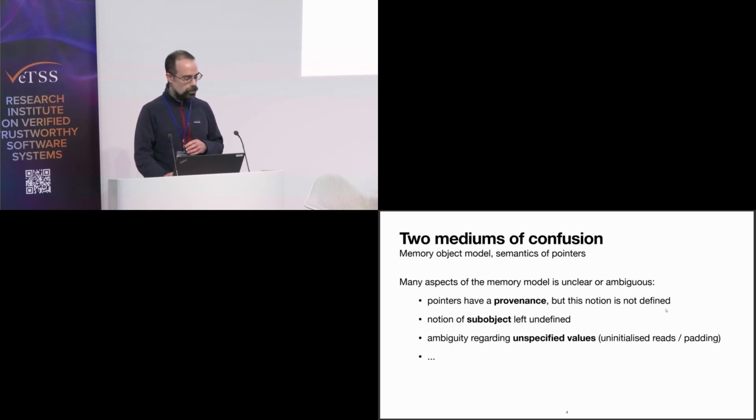This is mostly to do with memory models, like the semantics of pointers. In the standard, there are some hints that pointers are more than addresses, and there are some hints at the existence of something called provenance, which is some ghost data hidden in pointer values, but this is never defined anywhere. You have the same issue whenever you work with structs and arrays: the standard tells you that you're working on something called sub-objects, but it's never defined anywhere, and so on.